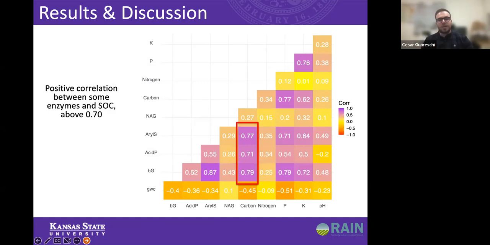Here is a correlation plot, and one of the hypotheses we had was that some enzymes would have good correlation with other soil health indicators, in this case, organic matter. And you can see that 3 of the 4 enzymes, arylsulfatase, acid P, and beta G, have a good correlation with soil organic carbon as well.